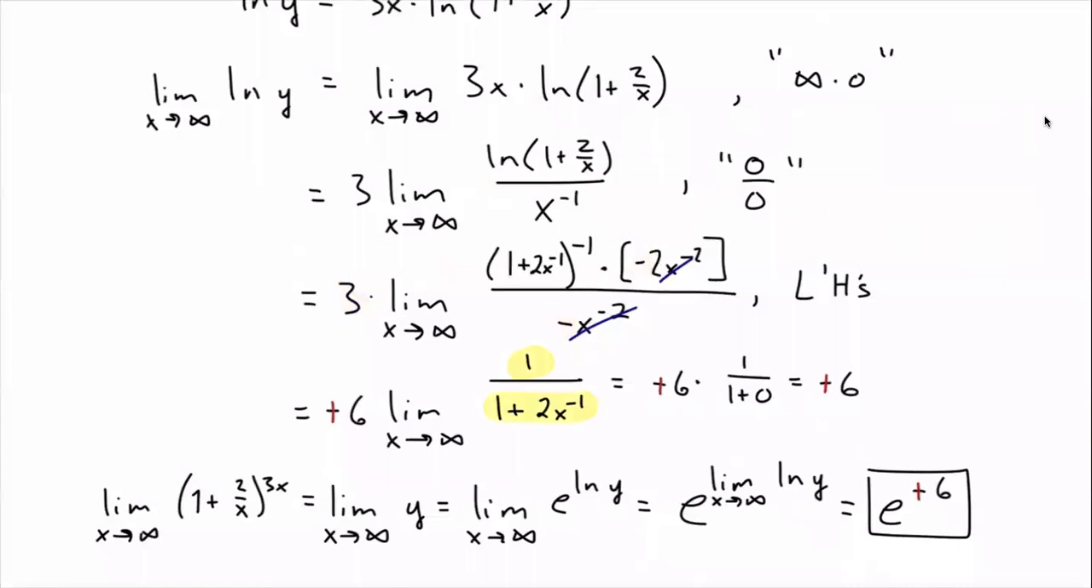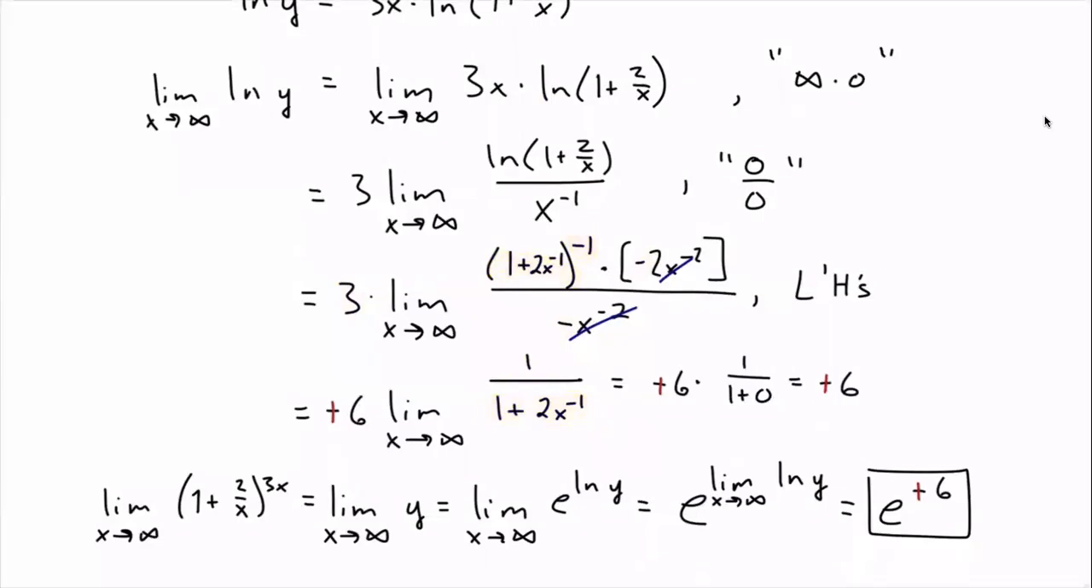Okay, so let me say that again. 1 plus 2x to the negative 1, all to the negative 1, is 1 over 1 plus 2x to the negative 1. This is the reciprocal, push it underneath a 1 to write this down this other way.